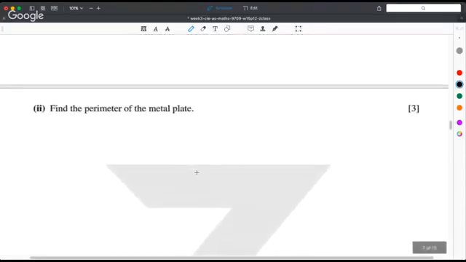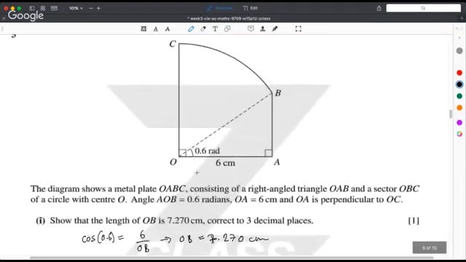Now they want us to find the perimeter. So what do we need for the perimeter? Well, we've got this bottom side, no problem. We know that this side is going to be OB sine of 0.6. We've just found OB, so that's no problem. We know that this height is going to be the same as OB, because it's the radius of the sector.